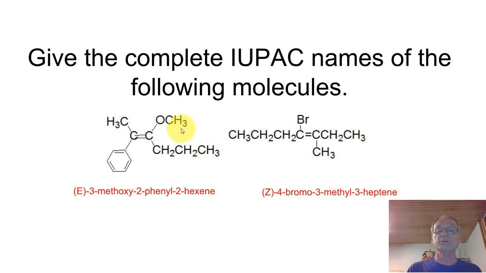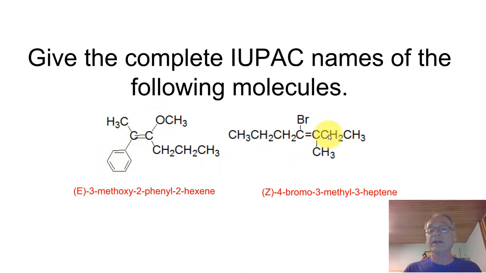Now that may surprise you, but just remember it's the weight of the atom that we're looking at. So oxygen is heavier than carbon, oxygen being 16, carbon being 12. So this is higher priority on this end. This is higher priority on this end. They are across from each other, and therefore it's E.